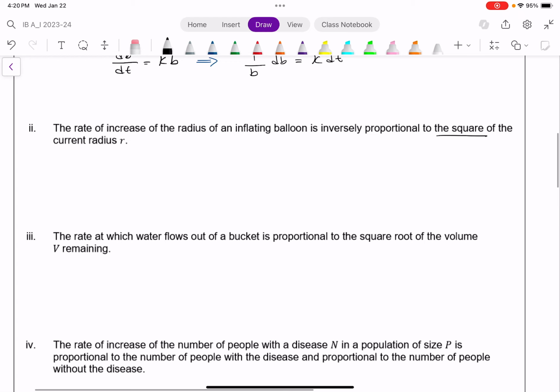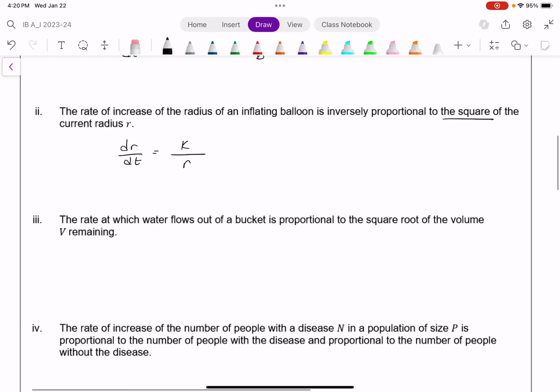All right, this time we have the increase of the radius of an inflating balloon is inversely proportional to the square of the current radius. So that means dr/dt is k divided by the radius, because it's inversely proportional, but it's the square of the radius. So it looks like this. That's inversely proportional to the square of the radius. And so if I want to separate the variables, I would then get just r squared times dr on one side and k times dt on the other.